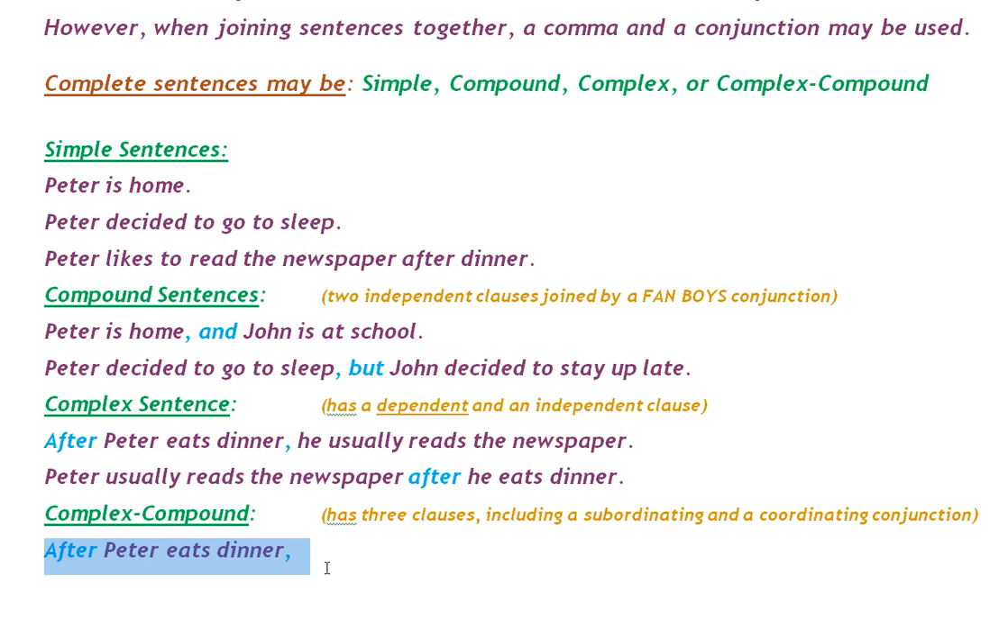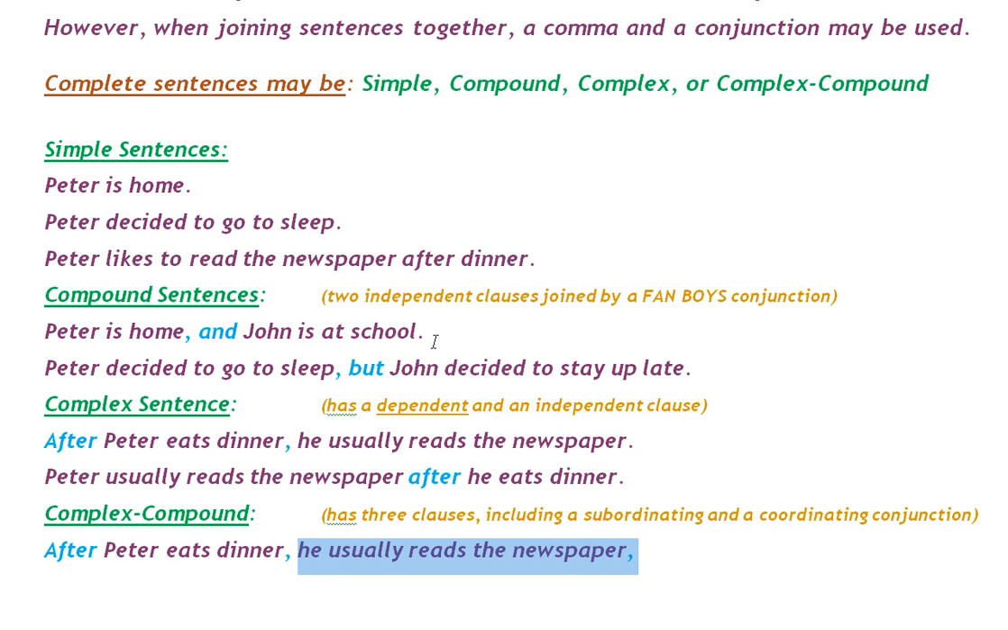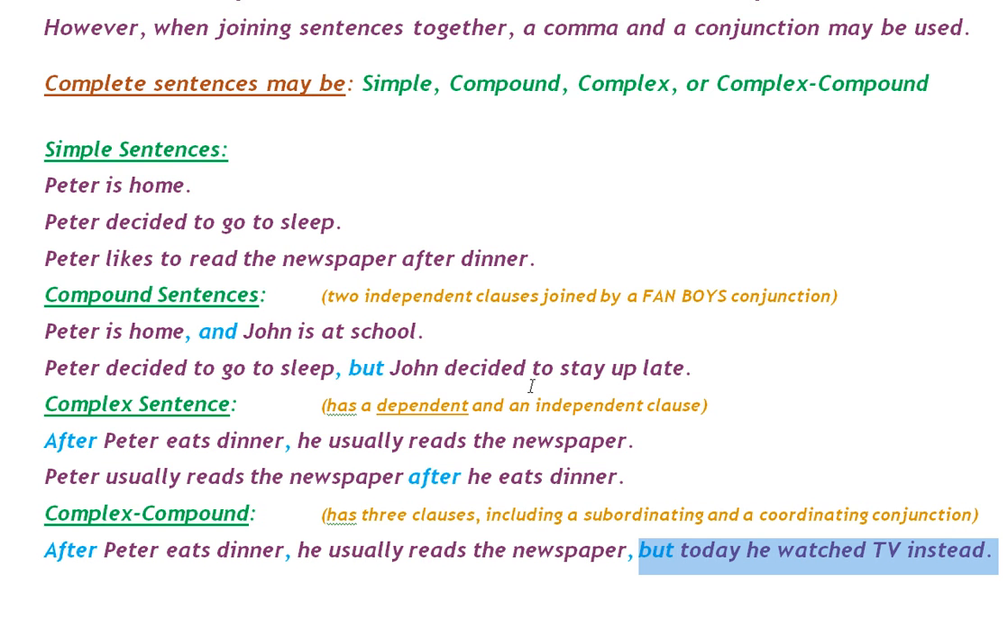After Peter eats dinner, he usually reads the newspaper. But today he watched TV instead. So this is an example of a complex compound. It has three clauses, it has a coordinating conjunction, and it has a subordinating conjunction. Okay? And remember, if the subordinating conjunction is on the first clause, you use a comma. If you have a fanboy, you also use a comma.